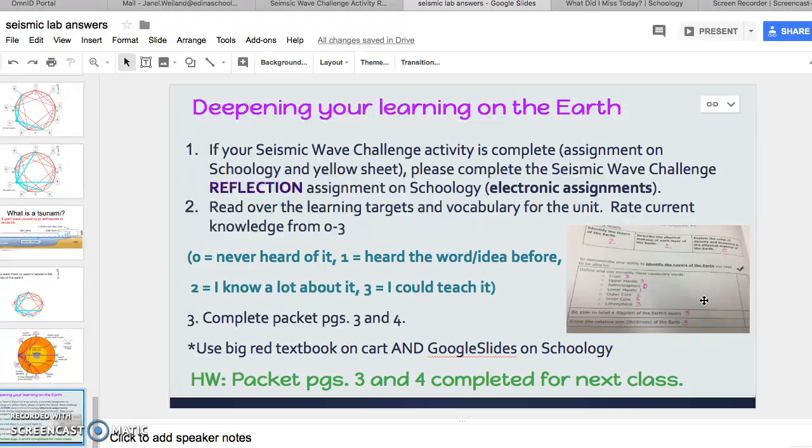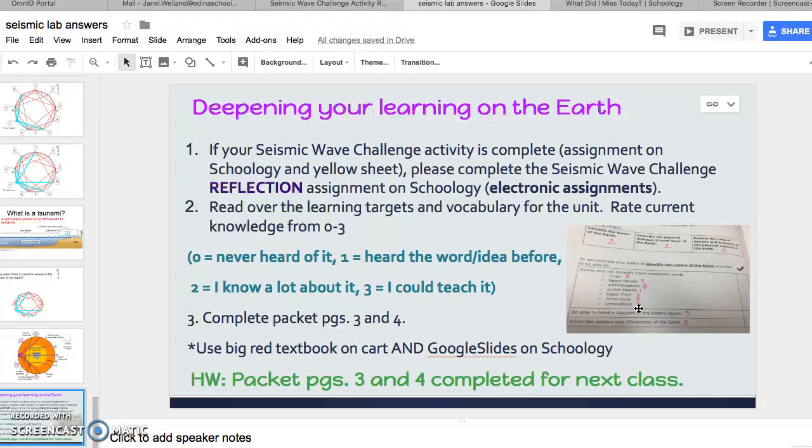So I'd like you to look at those and preview those and actually score yourself with your current knowledge. A 0 means you've never heard of the term at all. It's totally new to you. A 1 would be like, I've heard of the word or the idea, the concept before, but I don't really know what it means. A 2 is I know a whole lot about it. And a 3 is I know it so well I could teach it. And you can kind of see a snapshot over here of what I mean, how you would write your number next to the learning targets and next to all the vocabulary words. So I actually want you to do pages 1 and 2 in the packet.